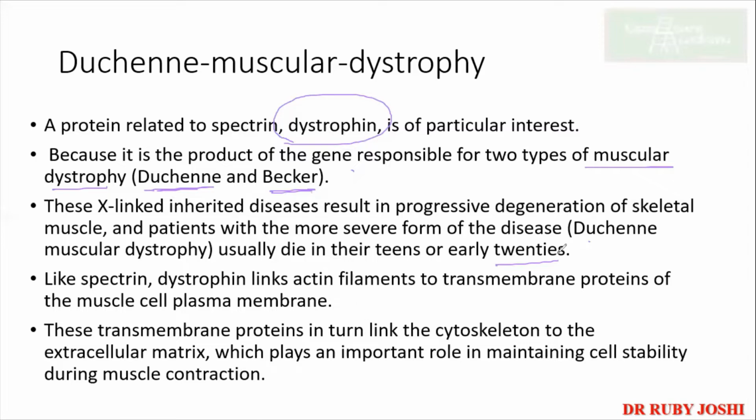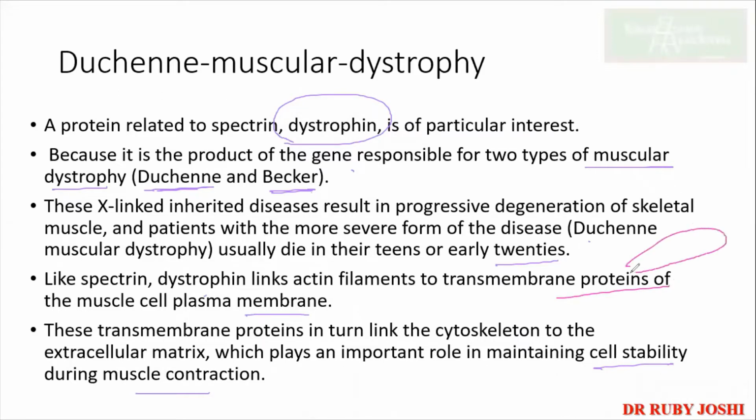Okay, so like spectrin, dystrophin also links actin filaments to the transmembrane proteins of the muscle cell plasma membrane. Okay, so जो अभी हमने देखा, like spectrin is bound to the band 3 and all with the help of the ankyrin and actin, वो सब same way dystrophin का भी वही काम है. Okay, so these transmembrane proteins in turn link the cytoskeleton to the extracellular matrix, which plays an important role in maintaining the cell stability during muscle contraction. Okay, so what we are saying right now is that dystrophin is making connections with the transmembrane proteins.